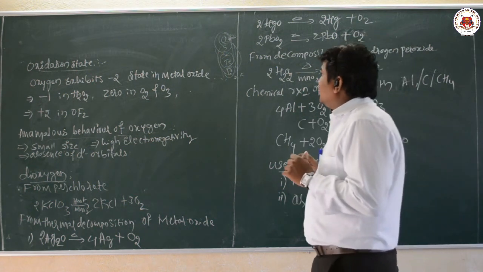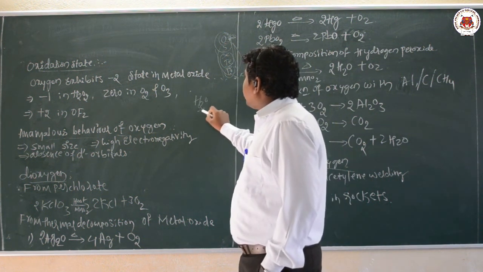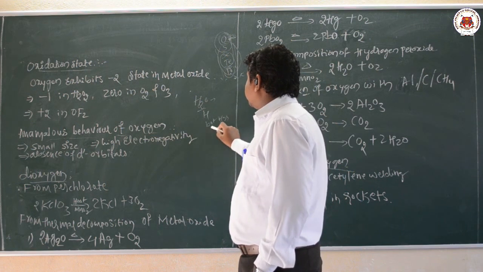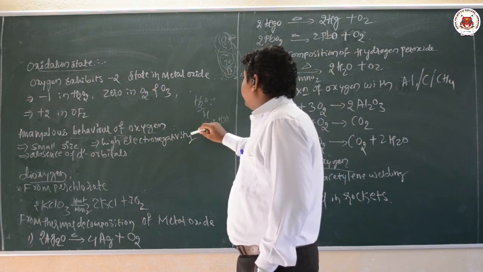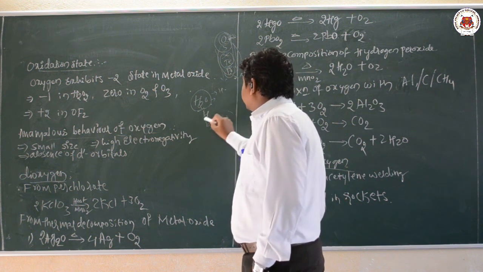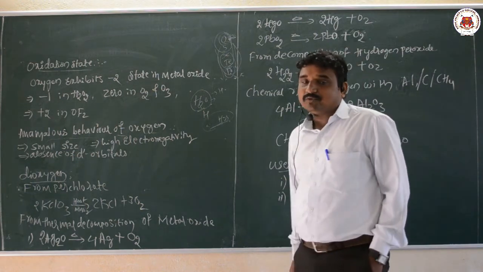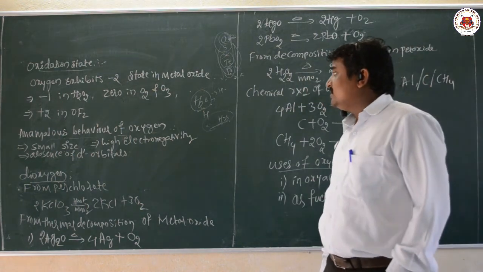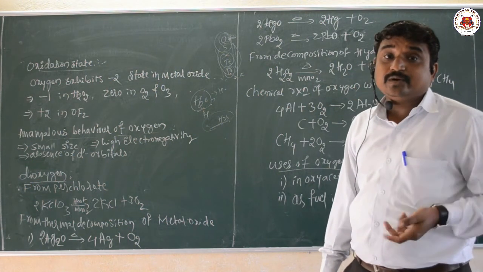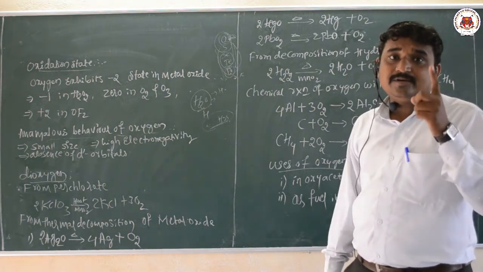Also, in the case of H2O we observe hydrogen bonding, but we do not observe hydrogen bonding in the case of H2S, hydrogen sulfide. This is also an anomalous property. So this is about the anomalous behavior of the oxygen atom, and these points are very important. The anomalous behavior is due to smaller size, high electronegativity, high ionization enthalpy and absence of d orbitals.